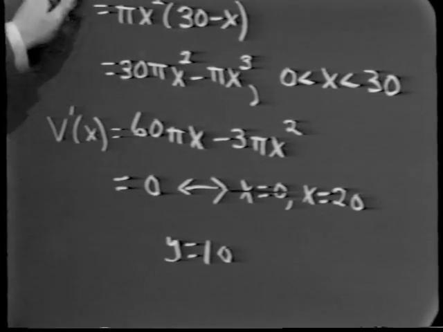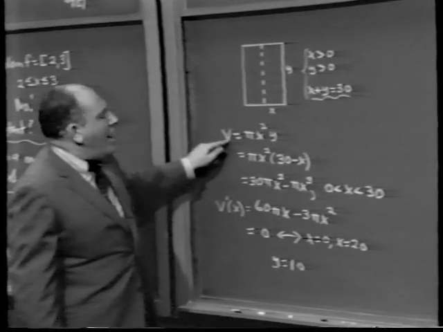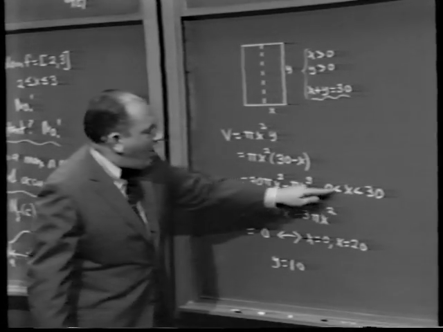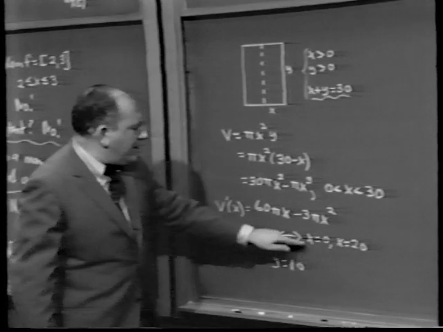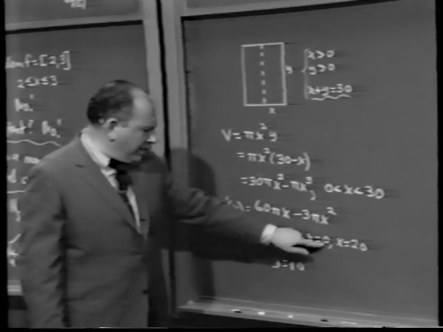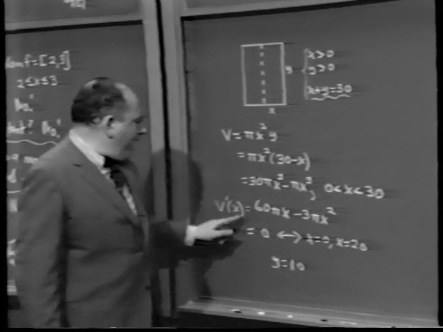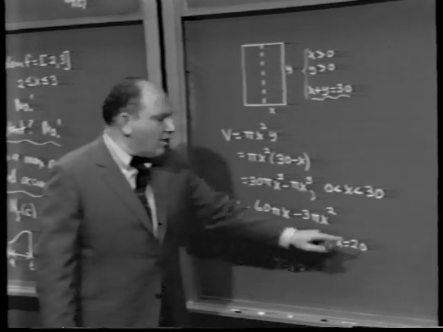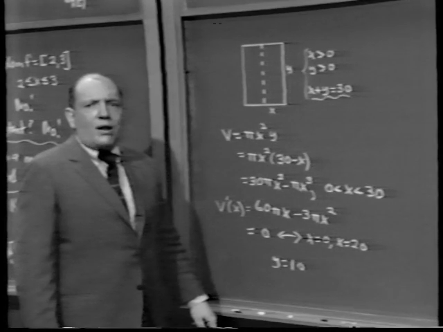Because you see, notice that my function v had its domain of definition on the open interval from 0 to 30. x equals 0 is not in the open interval from 0 to 30. Consequently, we can rule this thing out. And what we discover is that x equals 20. So x equals 20 is the only possible candidate that we have.